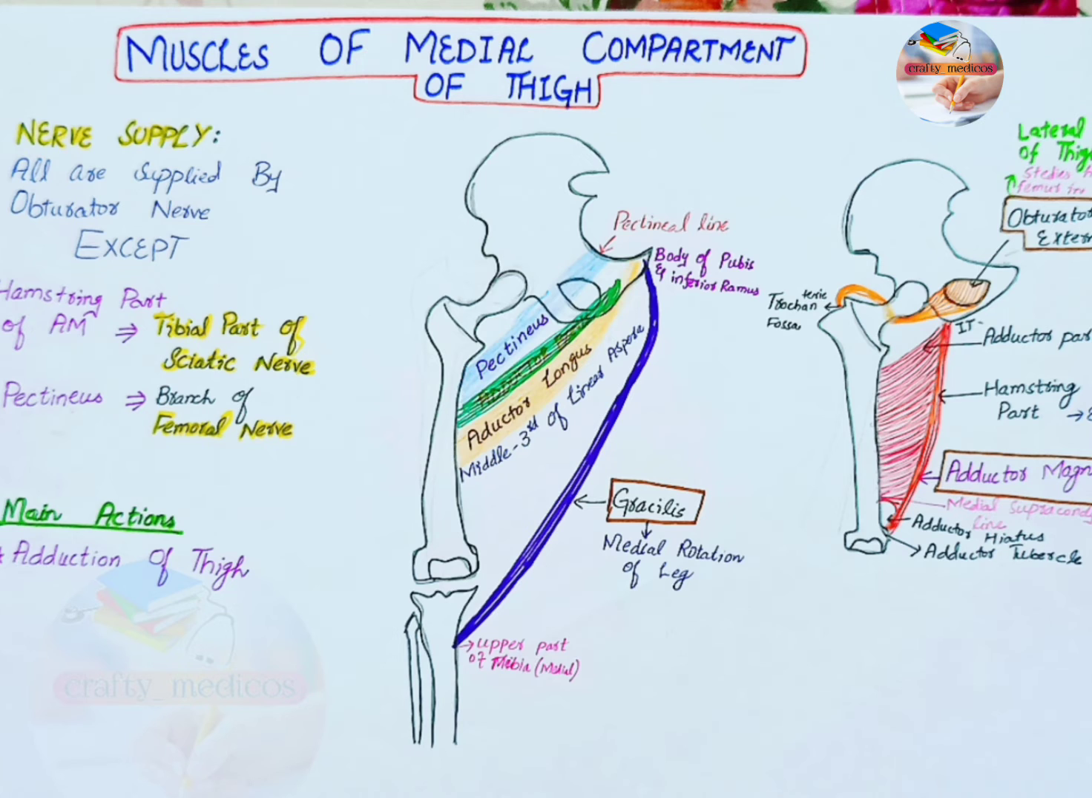The single extrinsic muscle is the obturator externus, which lies in the medial or adductor compartment of thigh. It originates from the margins of obturator foramen and obturator membrane and is inserted into the trochanteric fossa of femur.